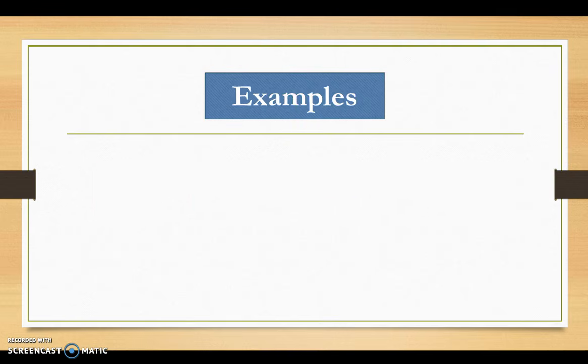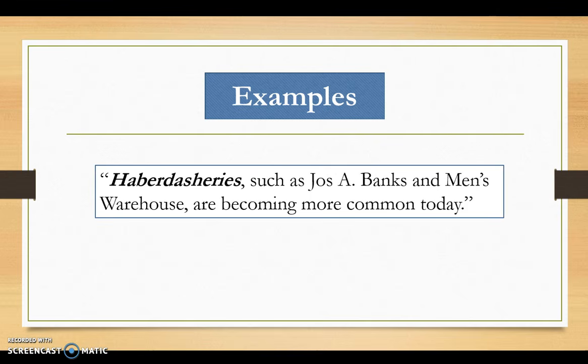The next type of context clue is examples. This is where the author will use an unfamiliar word and then provide you an example of what that word is. Take a look at this sentence, again using haberdashery. Haberdasheries, such as Joe A. Banks and Men's Warehouse, are becoming more common today.